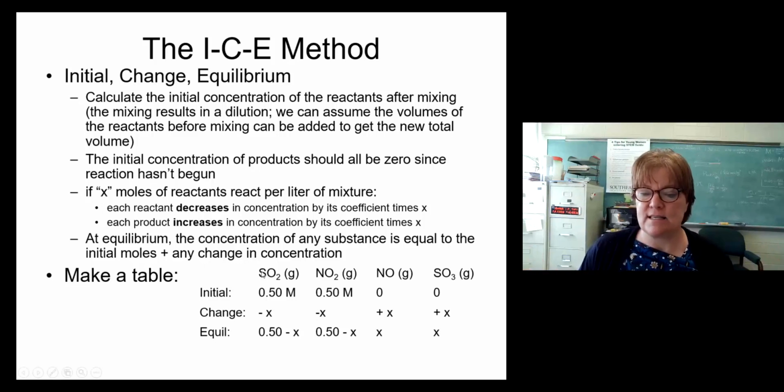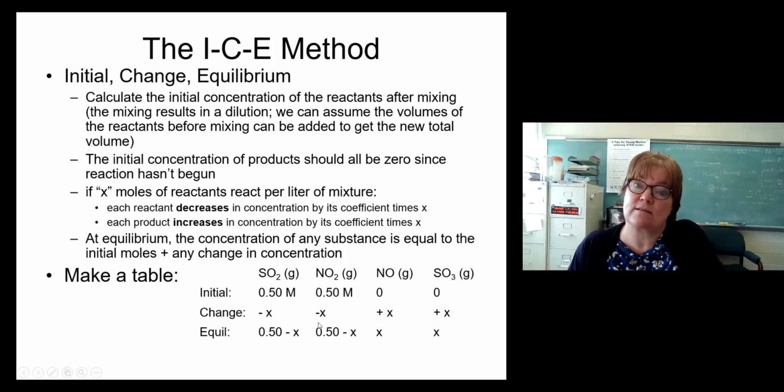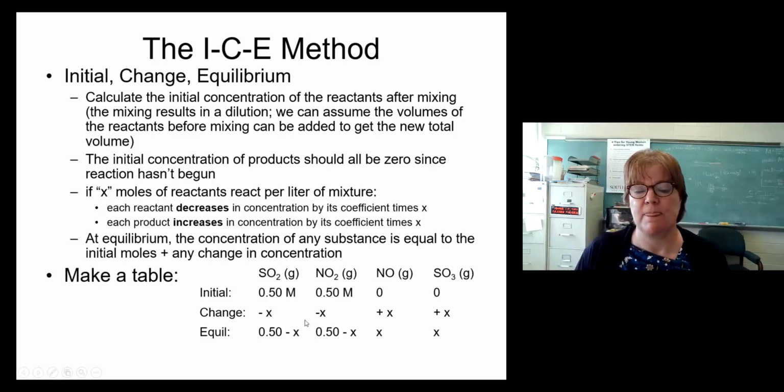Now in this case, this reaction is one of these and one of these makes one of these and one of these, if you look on the past slide. So I would expect X moles of SO2 reacts and X moles of NO2 reacts, and they would make X moles of NO and X moles of SO3. If I had coefficients in this reaction, I would have to adjust these X terms by those coefficients. So if this was 2 NO2s, this would be minus 2X because it takes twice as many moles of that.